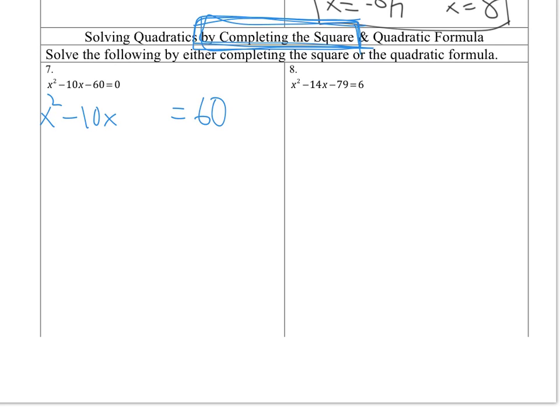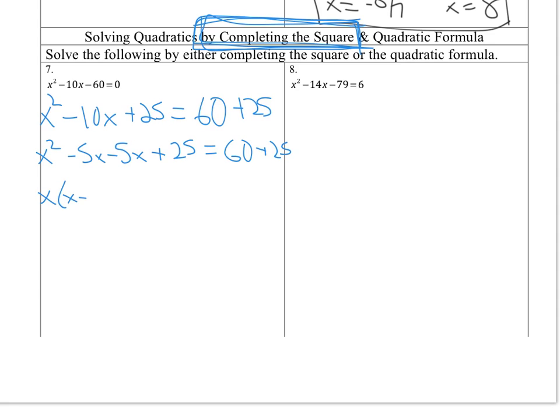So now I'm going to split that middle term. X squared minus 5x minus 5x equals 60. I'm going to need to add 25 here to make the pattern work. 25, 25, everywhere. Factor x minus 5.